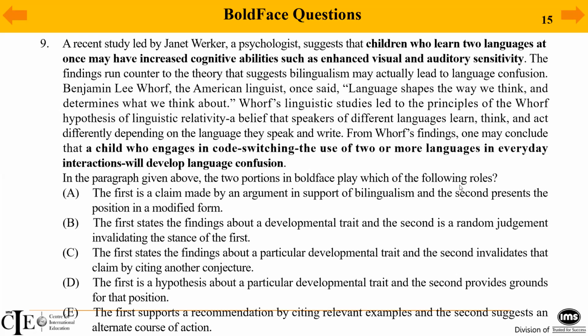But definitely both are supported by something, right? So this means that both are conclusions based on some support. So we need to identify the correct answer.